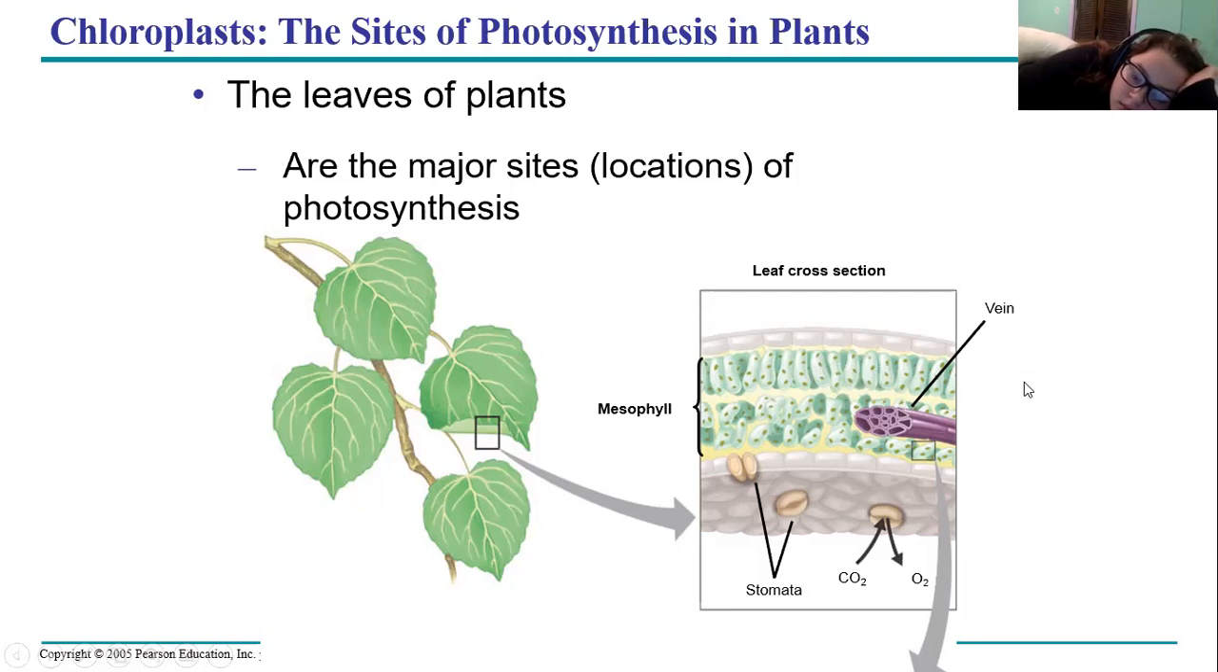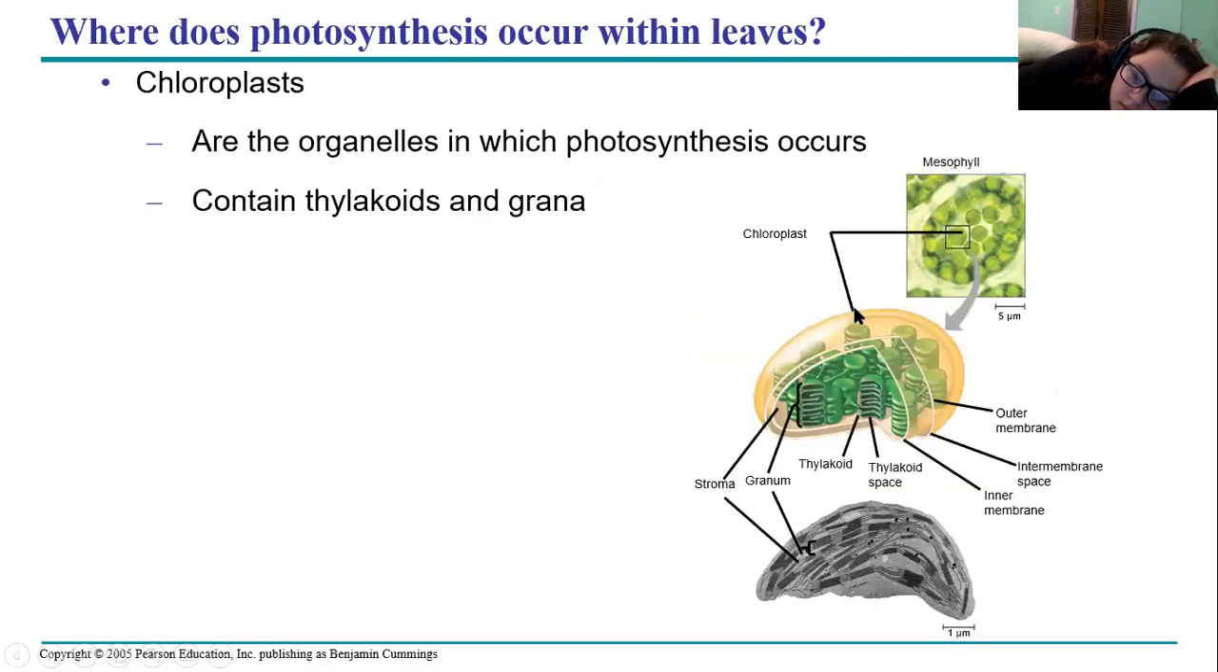That's where all the action takes place. So we're going to look at that action. This is my chloroplast. And so again, chloroplasts, what are they? Well, they're organelles. They're not cells. They're the part of the cell where photosynthesis occurs.